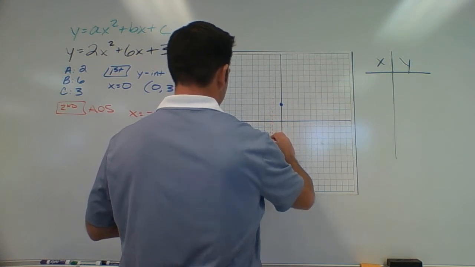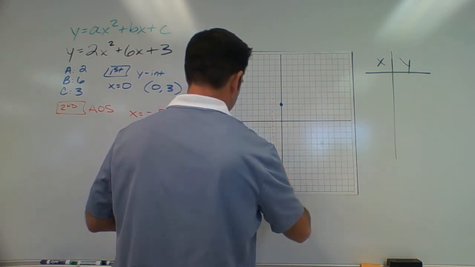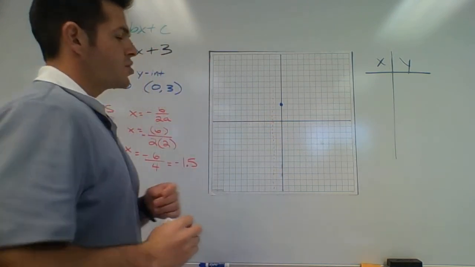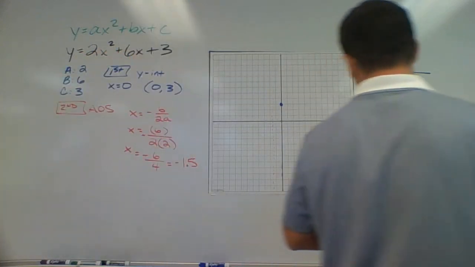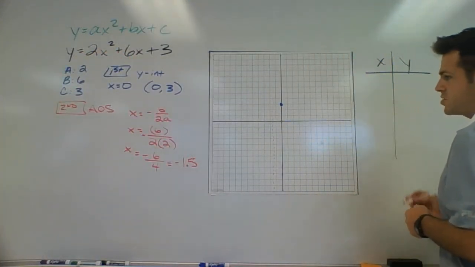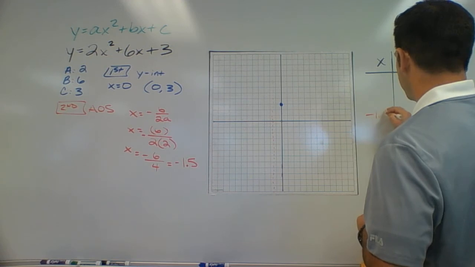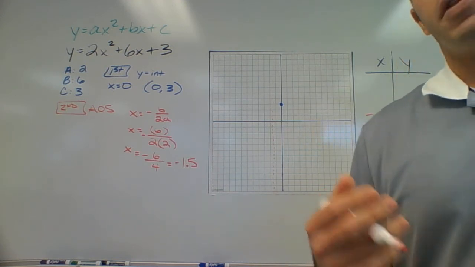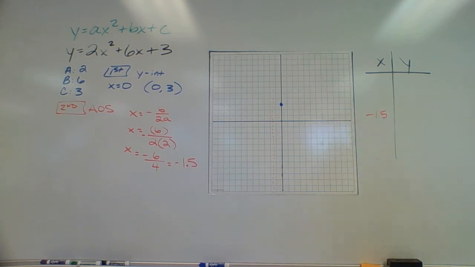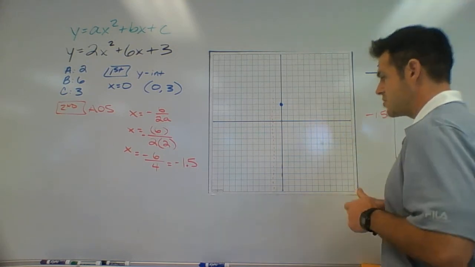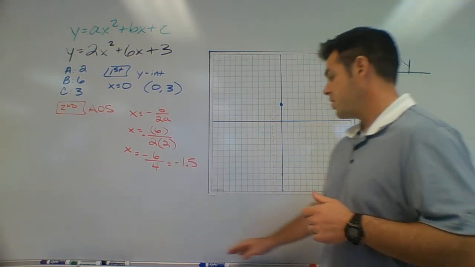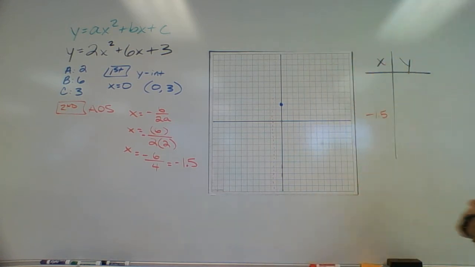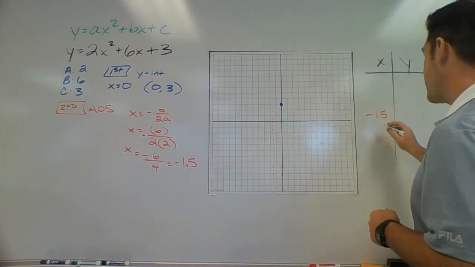We'll try our best to do it right there. So it might be worth noting here that if our axis of symmetry is negative 1.5, we don't know what the y value is quite yet. We don't know what the full vertex is, but I know my x value, the axis of symmetry, would be negative 1.5.